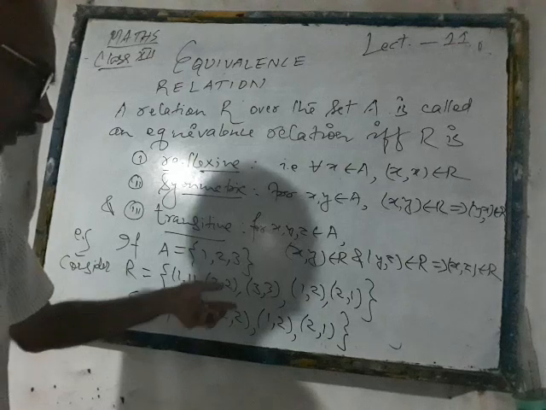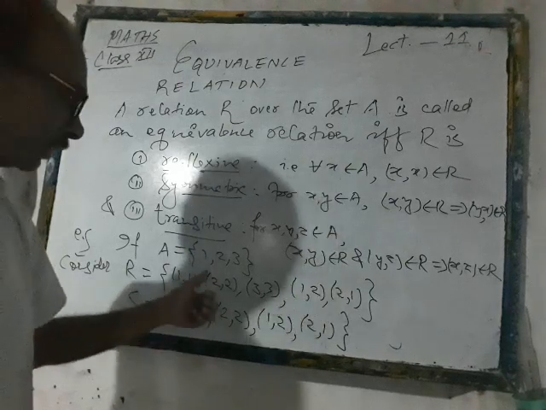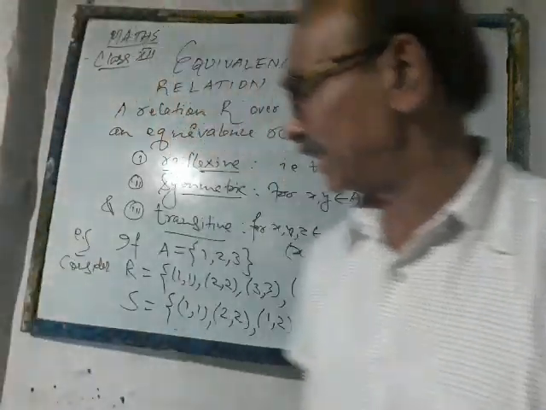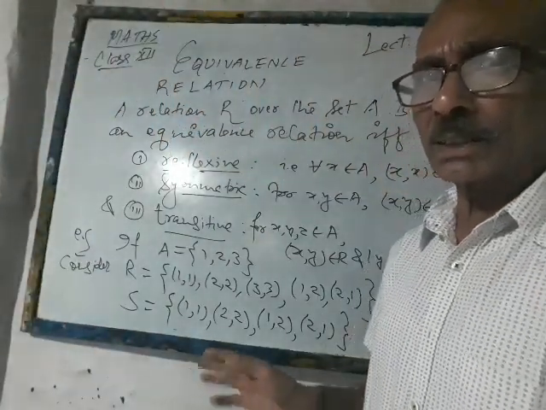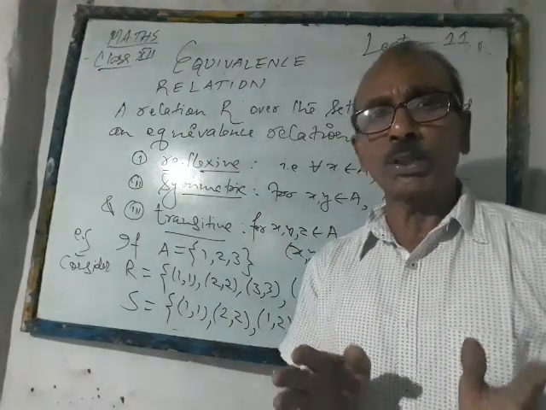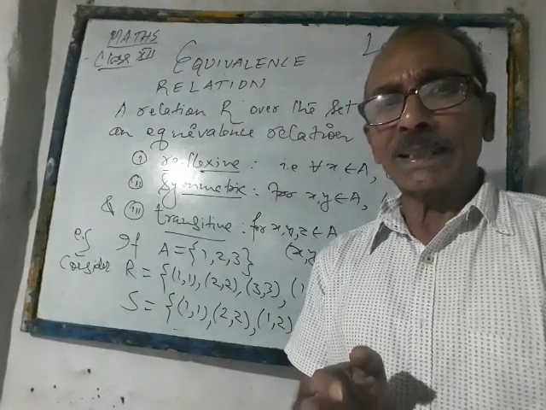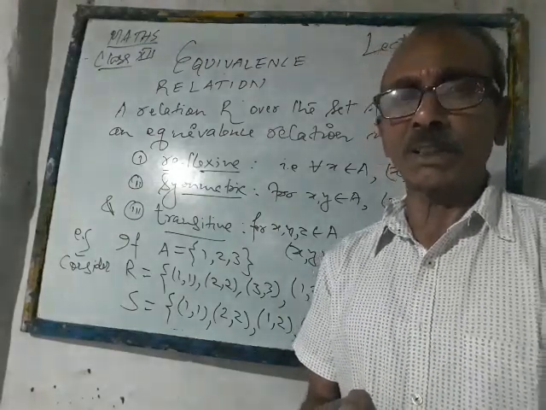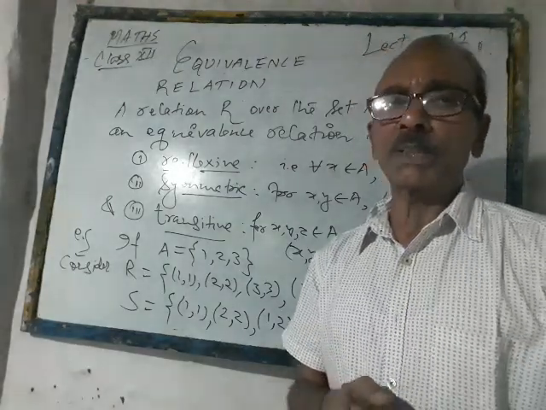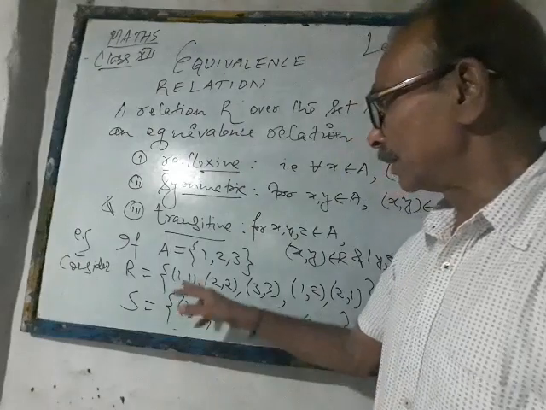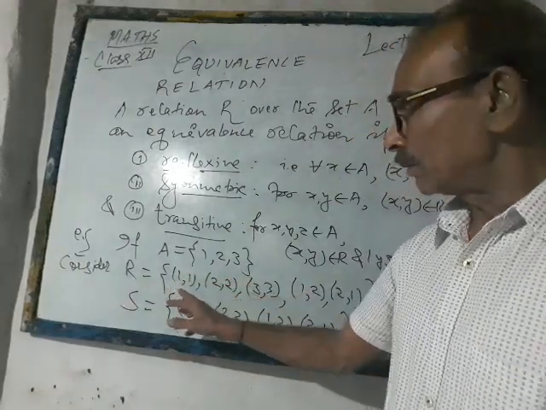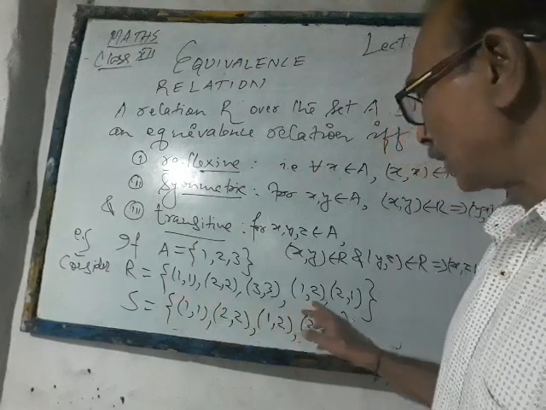I have just given two examples of relations over the set A containing three elements 1, 2, 3. Just watch very carefully and find whether these two relations are equivalence relations or not. We have to check whether the given relation is reflexive, symmetric as well as transitive. If any one of these three does not hold true, then that cannot be an equivalence relation. So if A is equal to {1, 2, 3}, we have R equal to {(1,1), (2,2), (3,3), (1,2), (2,1)}.